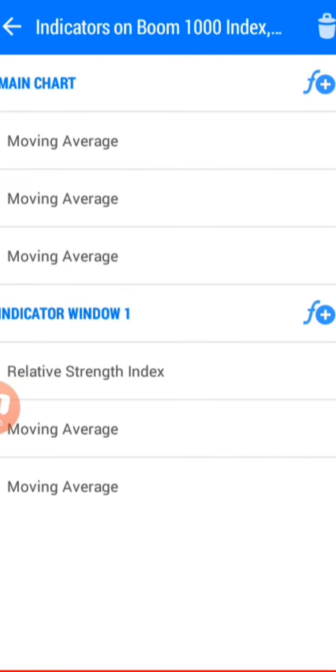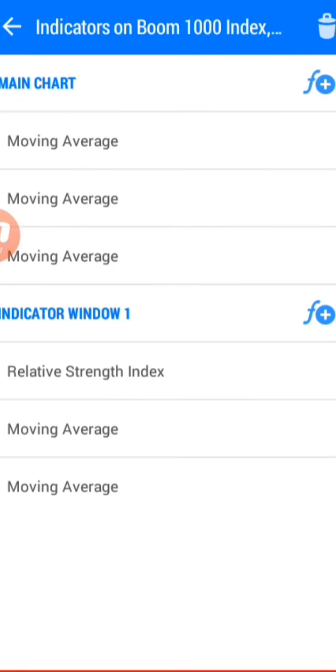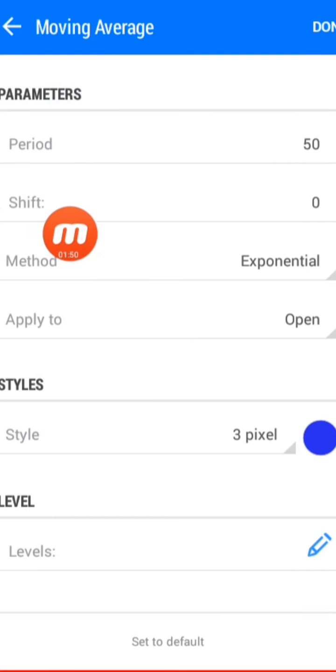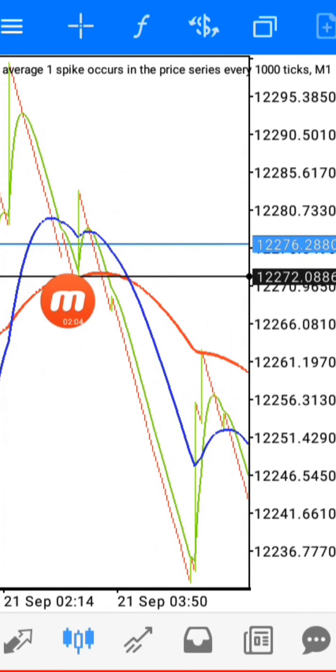Then the next indicator is our moving average period 200, shift 0, method exponential, applied to open, then the pixel and color of your choice. You click done. Then the third moving average is period 50, shift 0, method exponential, applied to open, then the pixel and color of your choice. Alright, so on my chart here, the red moving average is my 200 EMA, the blue moving average is my 50 EMA, then the green moving average is my 9 EMA.